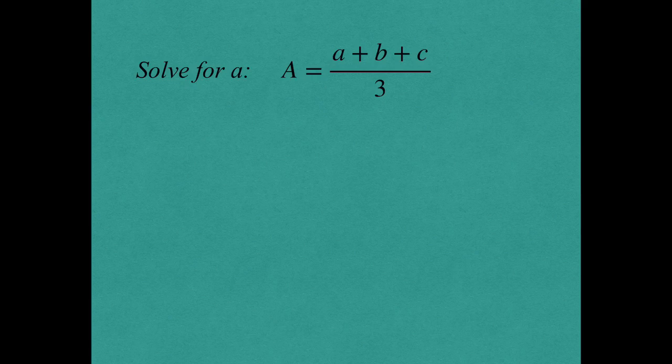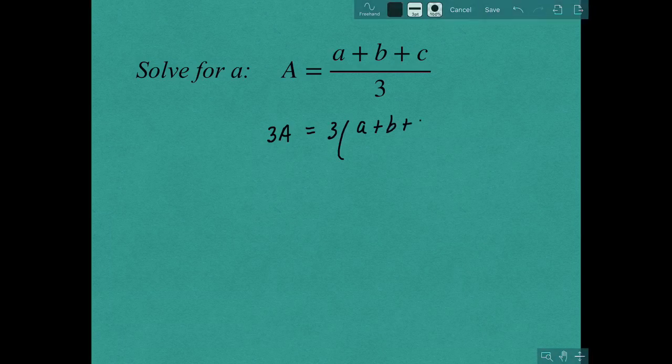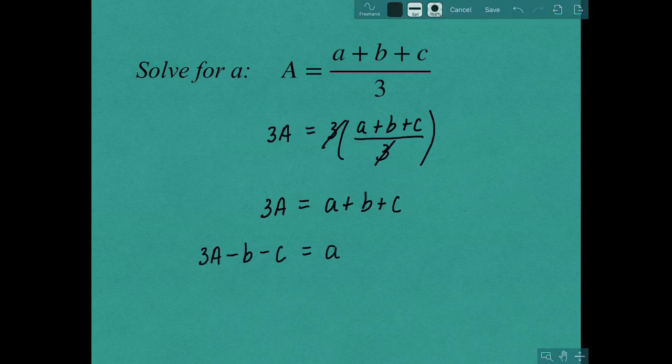This question asks us to solve for little a. So to get little a by itself, I need to get rid of the b, the c, and the 3. If I multiply each side by 3, I can clear the denominator on the right-hand side. And I have 3a equals a plus b plus c. Now, to get little a by itself, I will subtract b and subtract c from each side. And I have my solution.